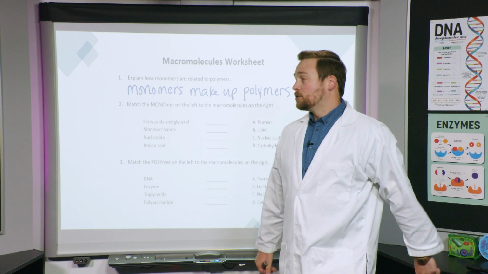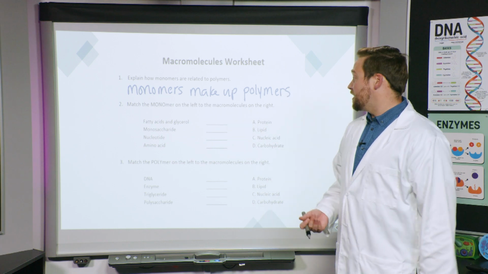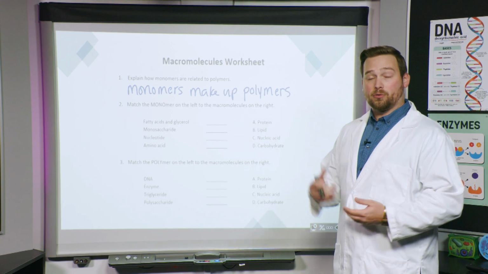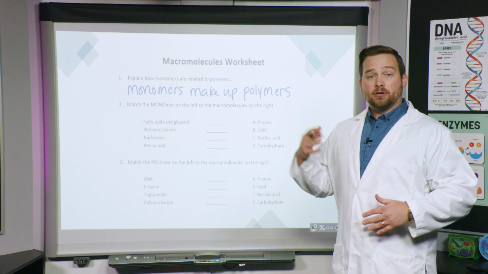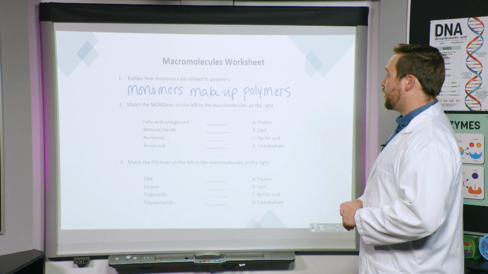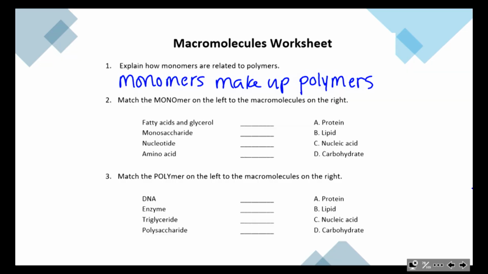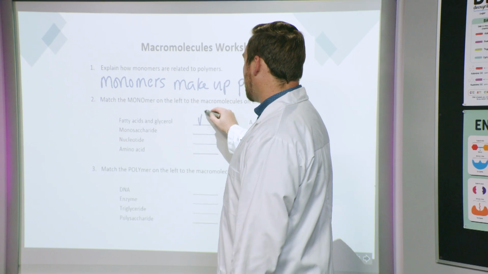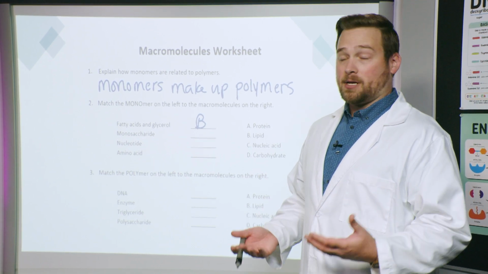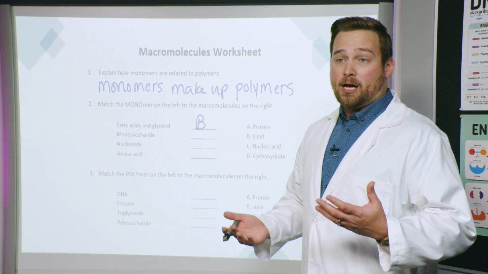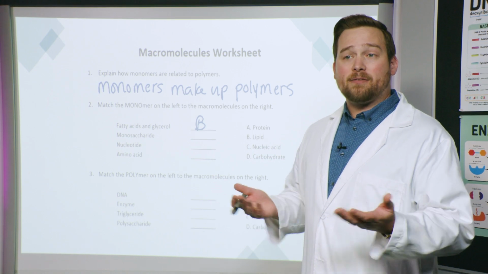Okay, great job. What we're doing on these next couple of questions is I am going to give you either the monomer or the polymer, and it's your job to find the matches. So let's look at number 2 and see what y'all came up with. This says match the monomer on the left to the macromolecule on the right. The first one says fatty acids and glycerol. What should we put there? I'm liking the letter B for this. Remember that lipids is just a fancy science word for fats, and the monomers that make up lipids are called fatty acids. So that's kind of easy to remember.